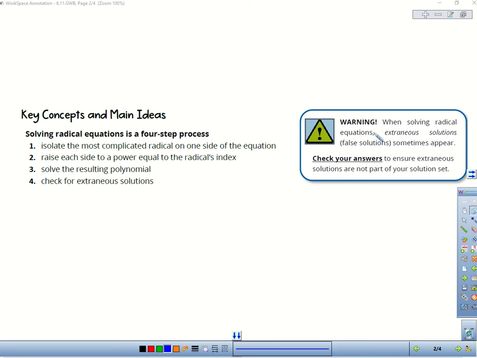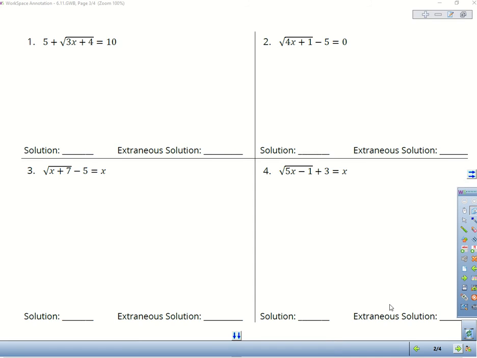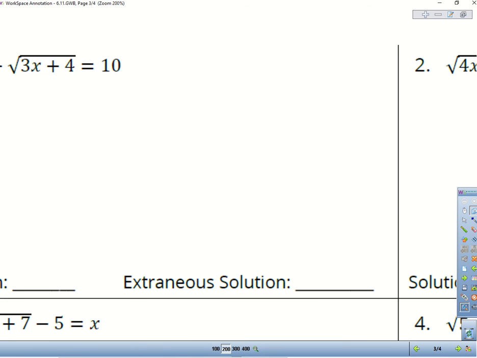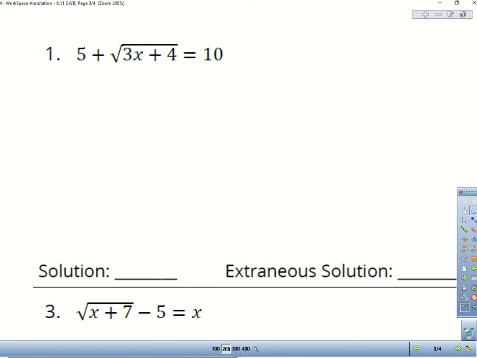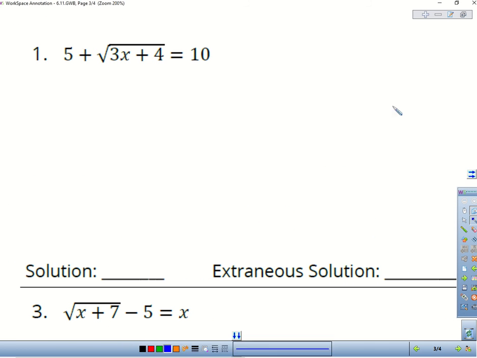You're welcome. All right. So let's go ahead and do number 1. The first thing you want to do, if there's only one root, one square root or cube root or whatever it is, you want to isolate it. So what are we going to do with that 5? Subtract it and move it to the other side. Yes, we're going to subtract it and move it to the other side. Once my tablet turns on, I'll do that. Just give me a second.